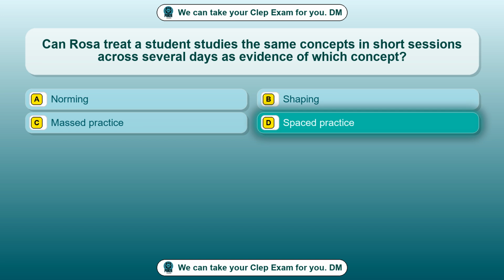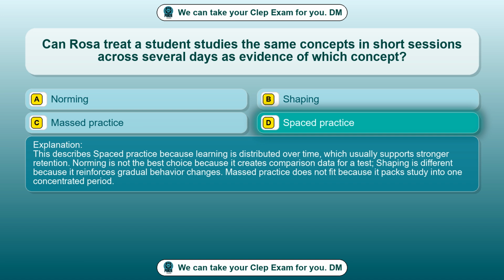Spaced practice. This describes spaced practice because learning is distributed over time, which usually supports stronger retention. Norming is not the best choice because it creates comparison data for a test. Shaping is different because it reinforces gradual behavior changes. Massed practice does not fit because it packs study into one concentrated period.